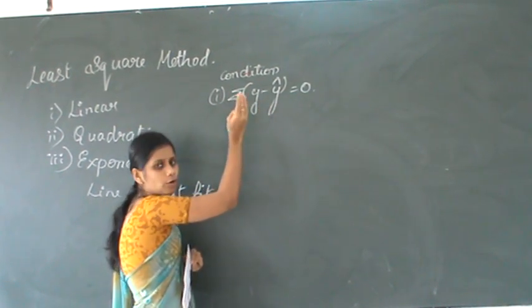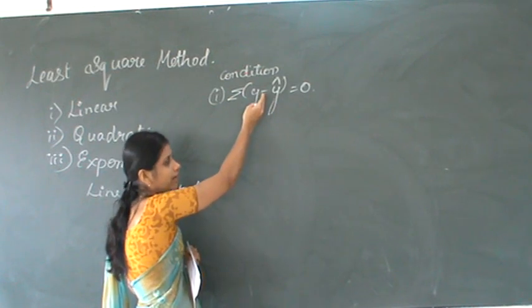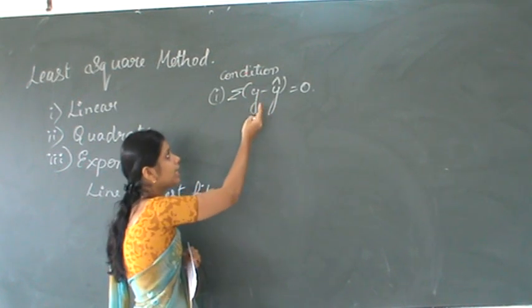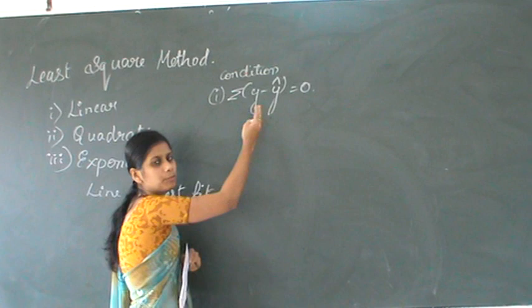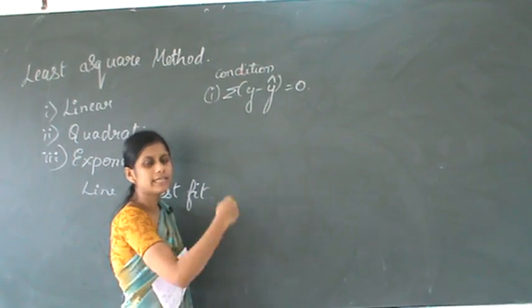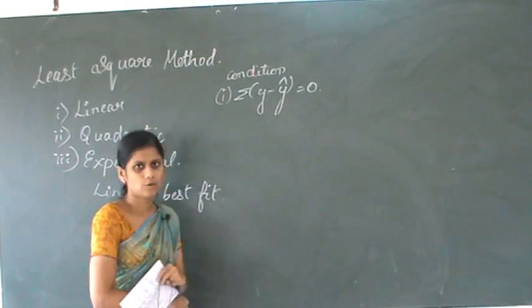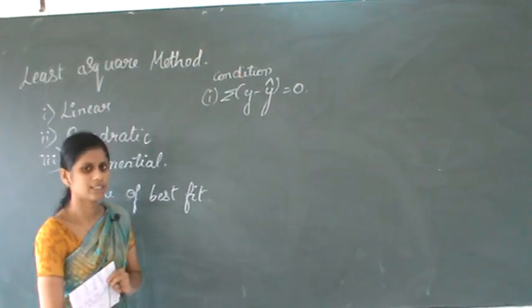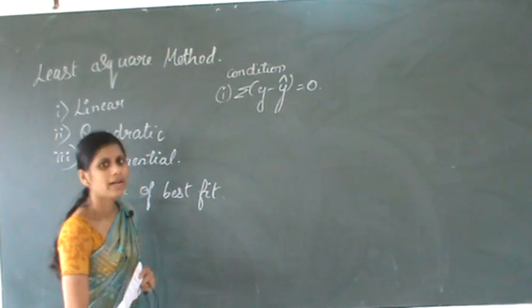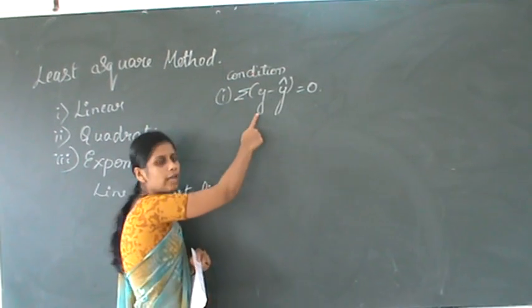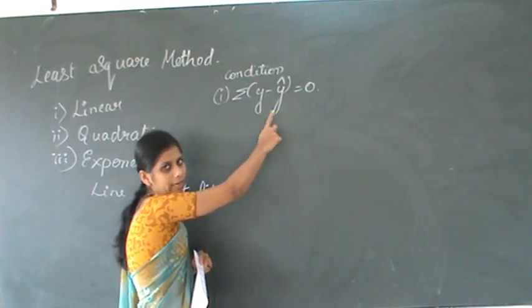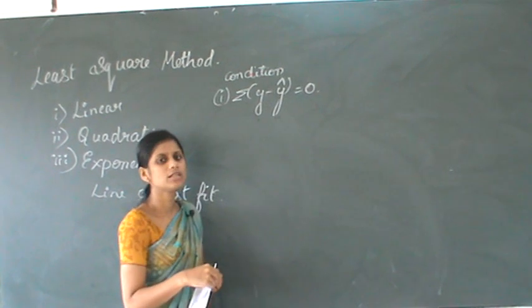So first of all we are going to find the deviation or difference between the actual value of y and the computed value of y, and when you take the total of such deviations, the total will be equal to 0. So that is the first condition, that is, the summation of deviations of the actual value of y and the computed value of y is equal to 0.